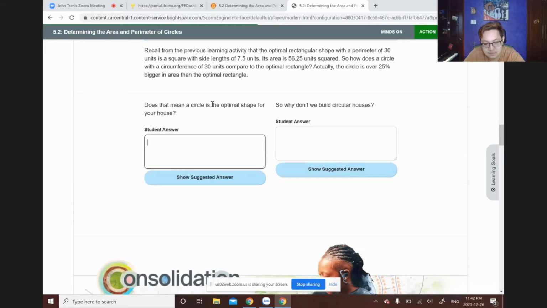So the circle is the optimal shape for your house. So why don't we build a circular house?